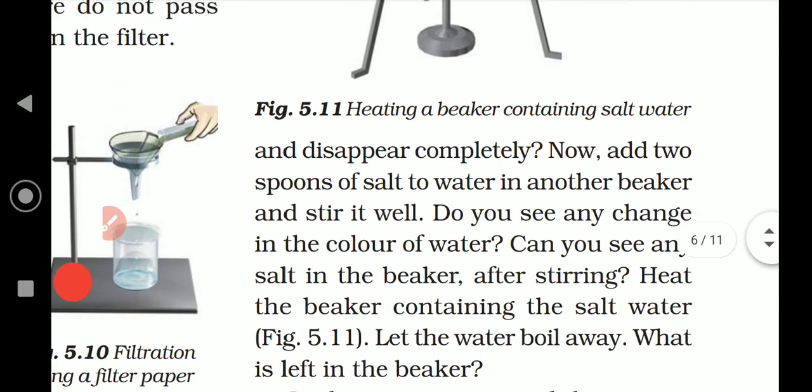Now, after heating continuously, the water starts to boil and starts disappearing. And after some time the water completely disappears. Now add 2 spoons of salt to the water in another beaker and stir well. So now you have to take one more beaker, take a little water in it, add 2 spoons of salt into it and start stirring it.